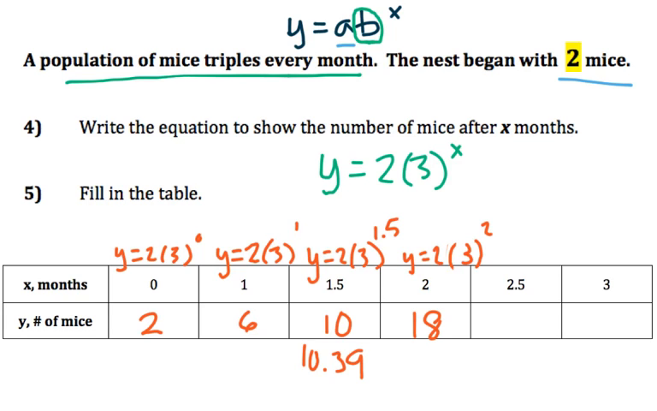Then if we substitute in 2.5 and evaluate, we get about 31.2, but we're going to round to the nearest mouse, so we'd say 31. Then if we substitute in 3 for the number of months, or x, and we evaluate, we would get 54.